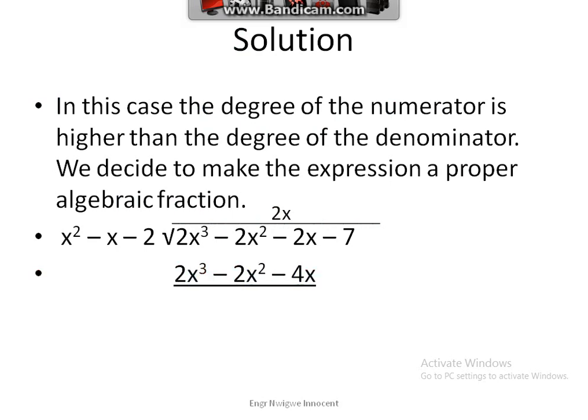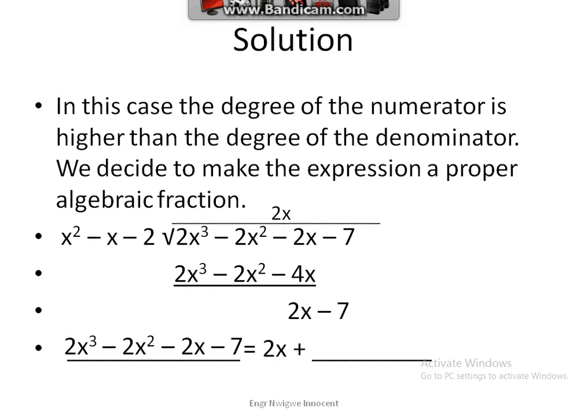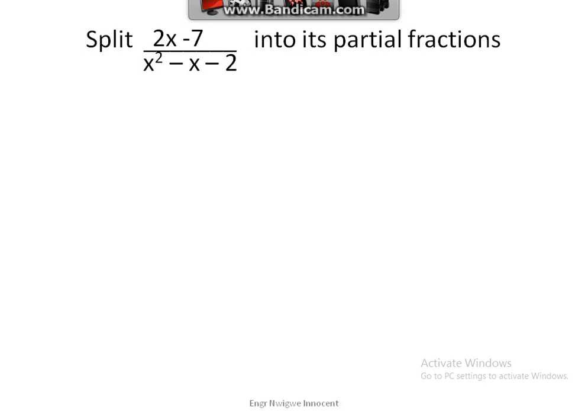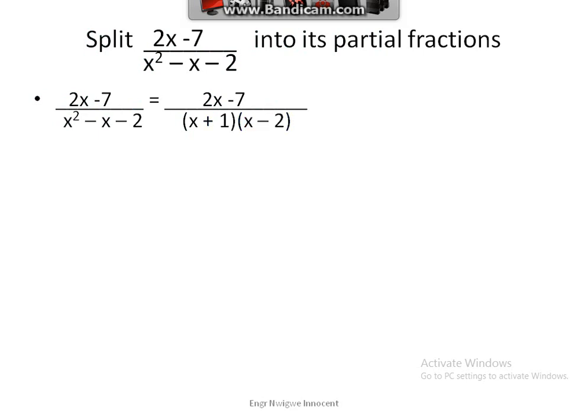We now have 2s^3 - 2s^2 - 4s, giving us, after subtraction, 2s - 7. Therefore (2s^3 - 2s^2 - 2s - 7) over (s^2 - s - 2) equals 2s plus (2s - 7) over (s^2 - s - 2). We split (2s - 7) over (s^2 - s - 2) into its partial fractions: (2s - 7) over (s + 1)(s - 2).